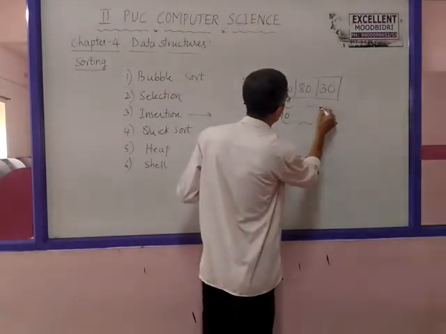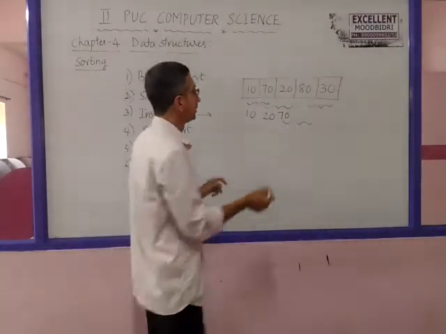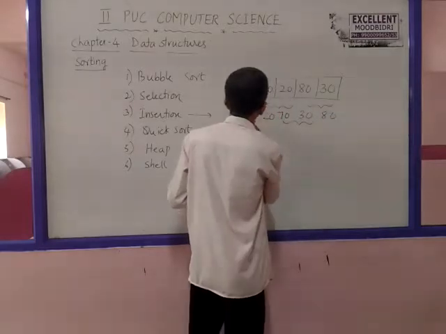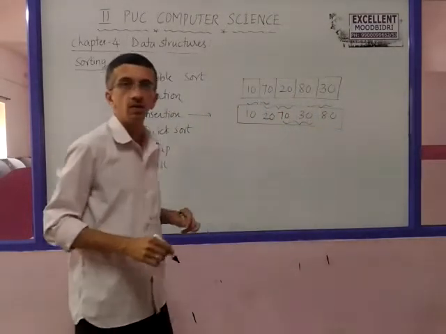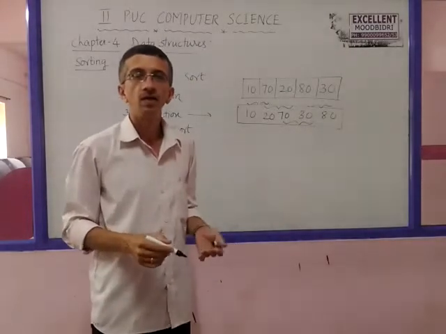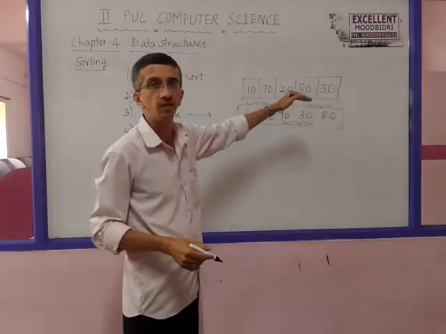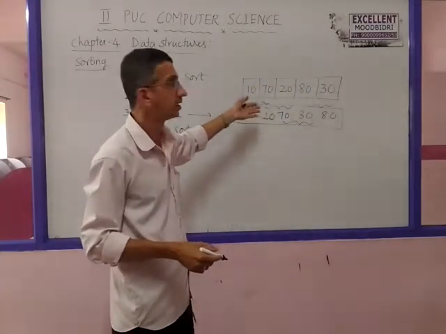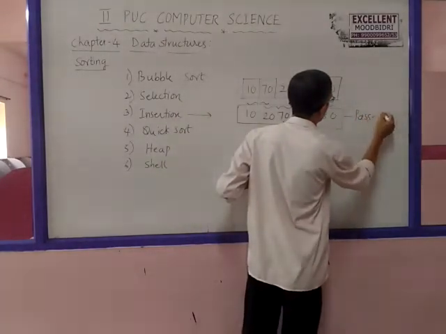Next, 80 and 30, yes, we need to interchange. 30 comes here and 80 goes here. So these are the new positions of items after we carry out the first set of these operations, comparison and, if required, interchange. This is called pass 1.